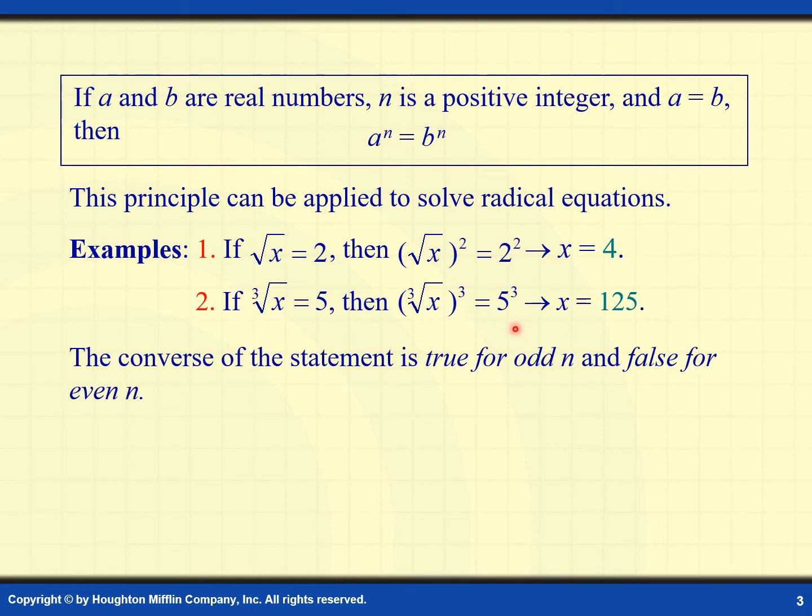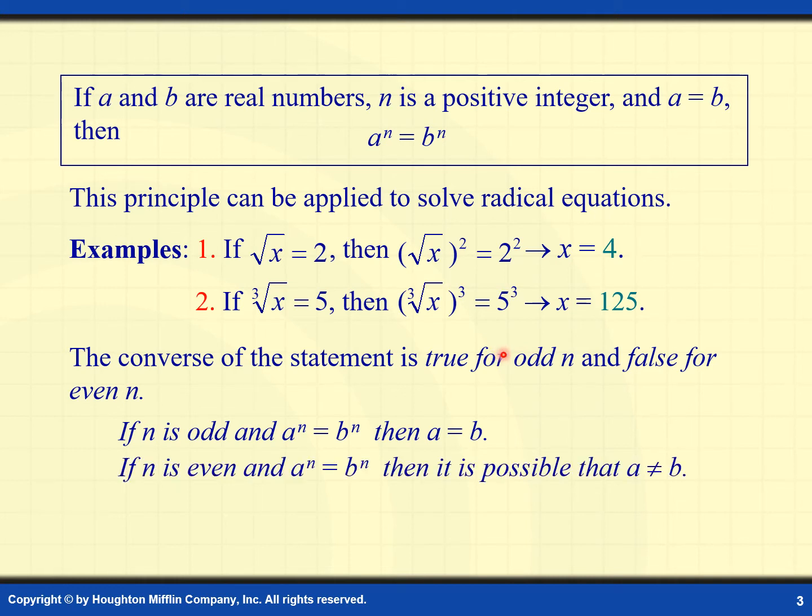So the converse of this statement is true for odd n and false for even n. Why? If n is odd and a raised to n is equal to b raised to n, then a is equal to b. What about when n is even? If n is even and a raised to n is equal to b raised to n, then it is possible that a is not equal to b. Let's see. Example, negative 3 squared is equal to 9. Negative times negative, that is positive.